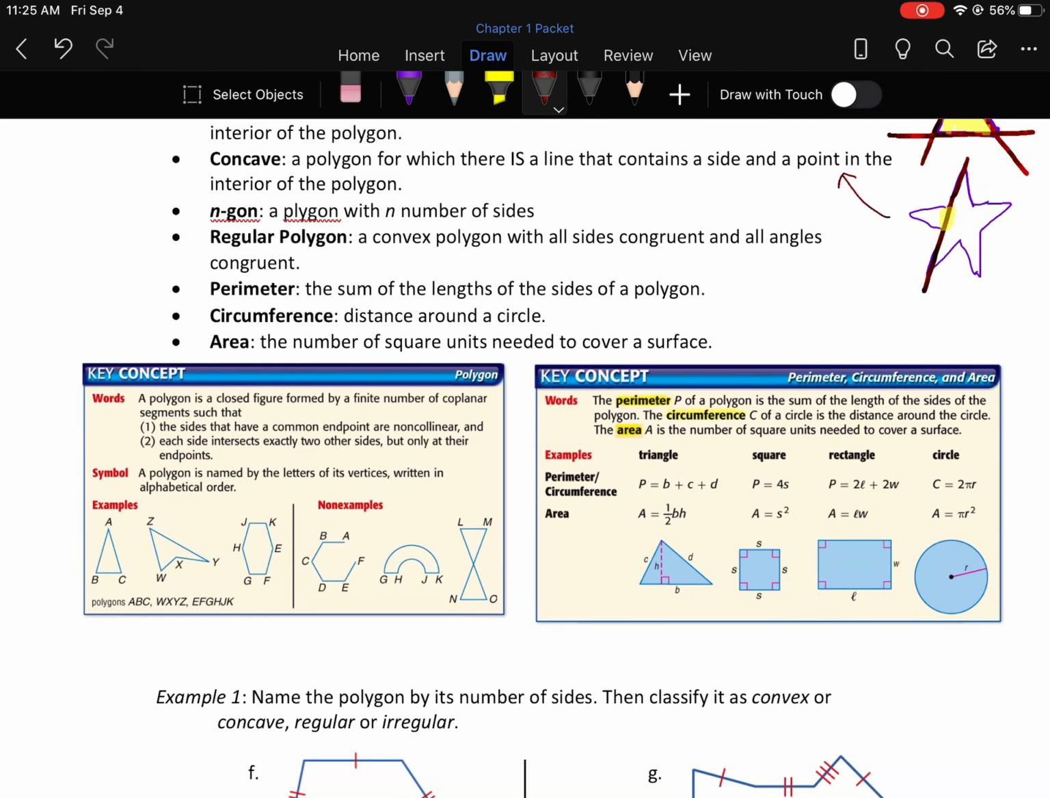Perimeter, it says the sum of the lengths of the sides of a polygon, so we're adding up all the sides. Add up all the sides, that's perimeter. Circumference is the distance around a circle. So you can sort of think of it as the perimeter of a circle, but since the definition for perimeter says a polygon, a circle is not a polygon, they can't put it like that. So just think of circumference as the perimeter of the circle.